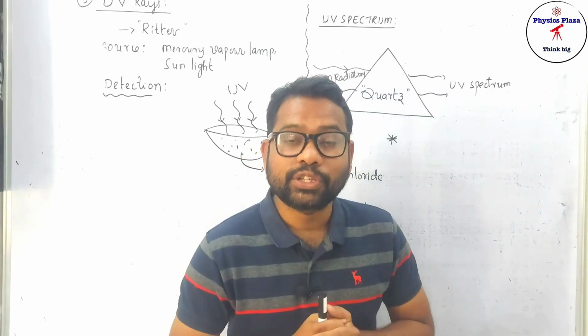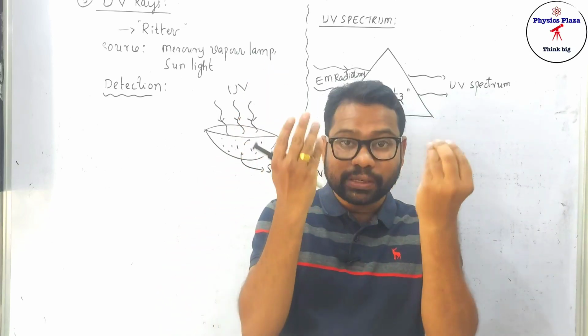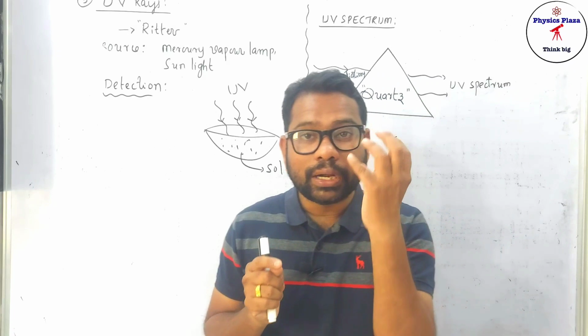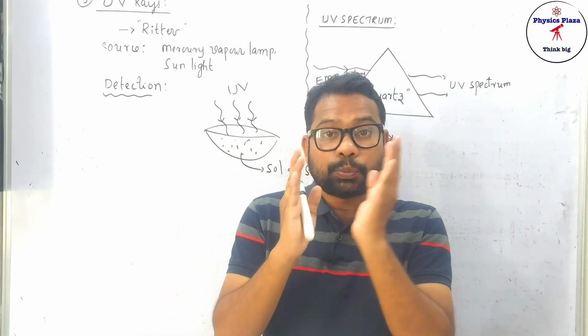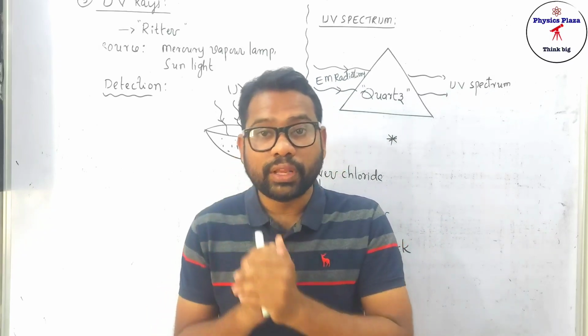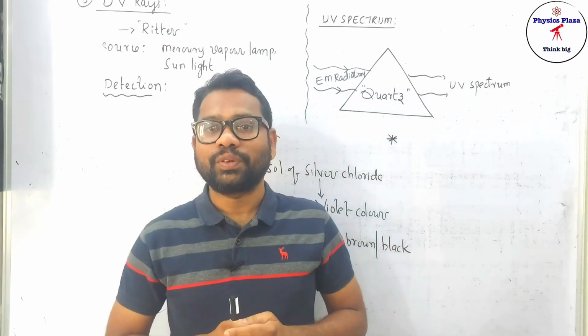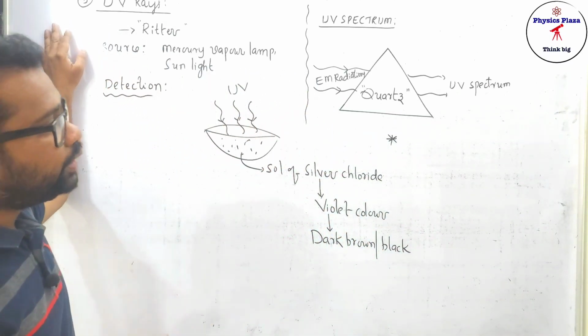Then what are the negative sides, children? When your eyes get exposed to UV light directly, our retina may get damaged. And if our skin is exposed to UV rays for a long time, what happens? Skin burning. It may cause skin cancer also. Okay, children, so these are the very important points regarding UV rays.